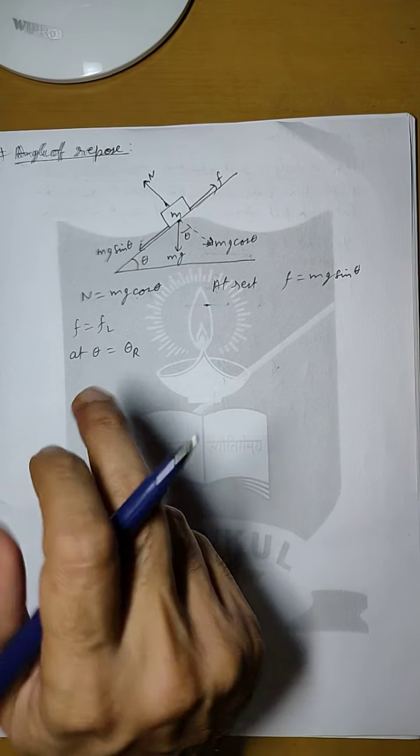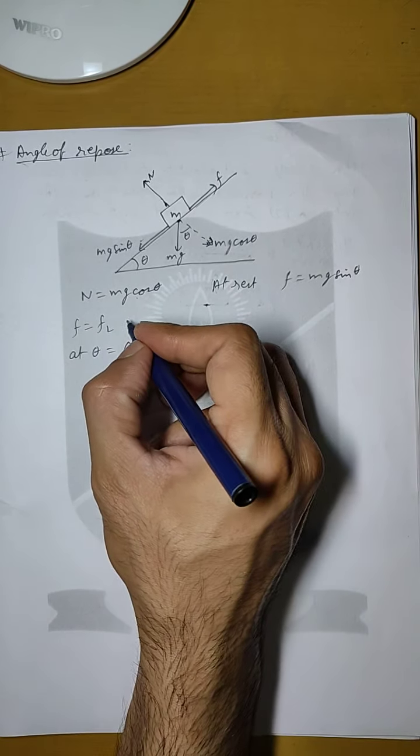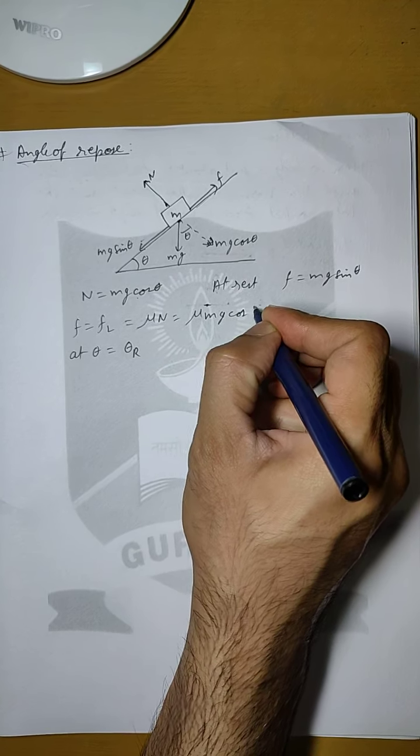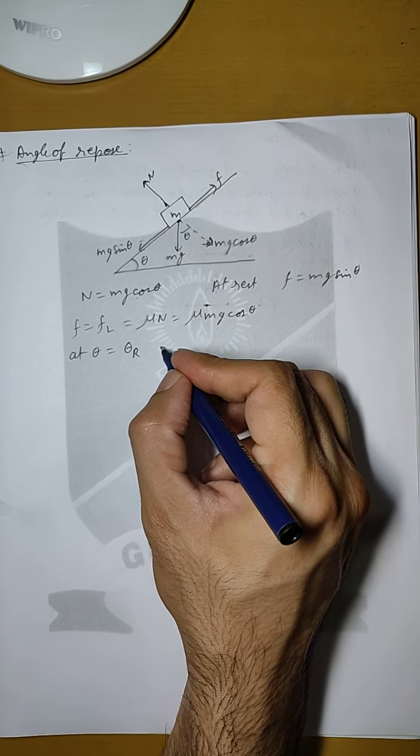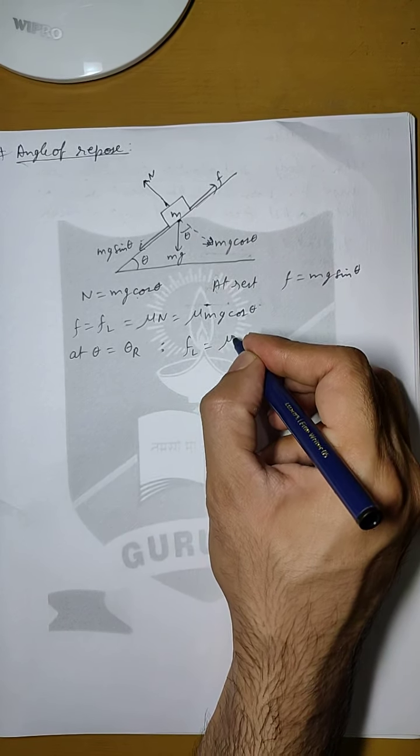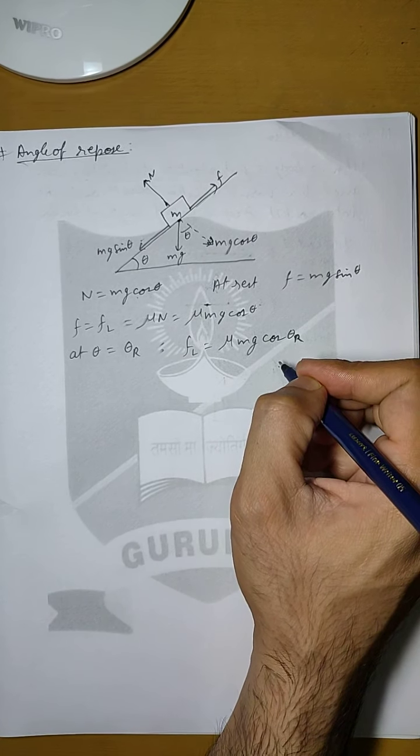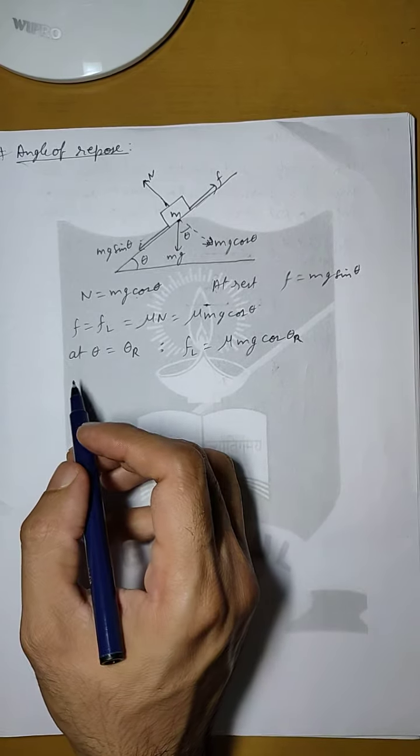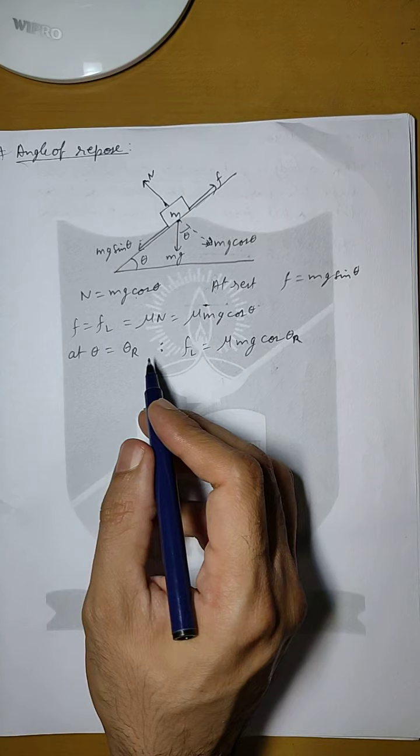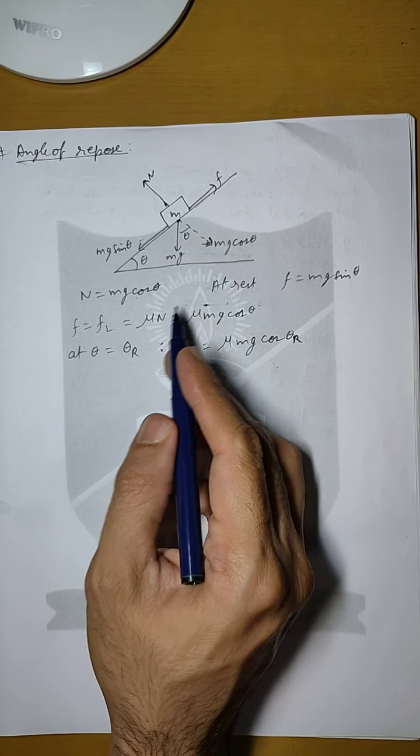That means at this angle the force of friction has become equal to the limiting friction. We know that limiting friction is mu N, which is mu mg cos theta. So for theta equals theta r, this limiting friction will become equal to mu mg cos theta r, and at this point the sine component will be mg sin theta r. So at this value of limiting friction the mass will start sliding.